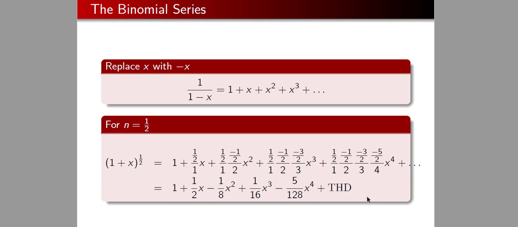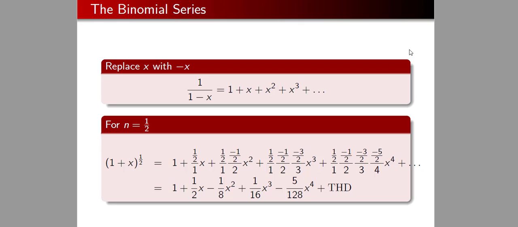We do our calculation here, simplify it, and so we have 1 plus 1/2 x minus 1/8 x squared plus 1/16 x cubed, and we think we've got a pattern, but then no, it's negative 5/128 x to the 4th, and then I go plus, and then terms of higher degree, and so I have other terms where x is of higher degree over here.